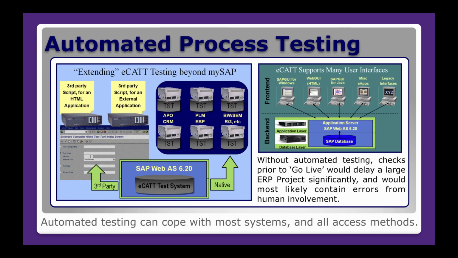So you can do automated process testing instead, and have the system be tested by a series of test servers, what's called computer-aided testing. And so you can see ECAT here. You can use multiple interfaces, and it will check out how the whole system works from the front end to the back end.